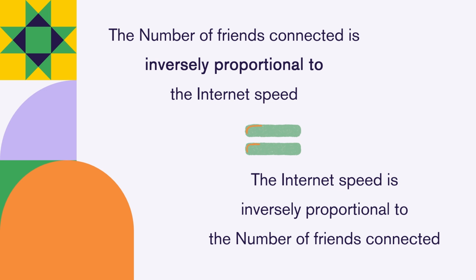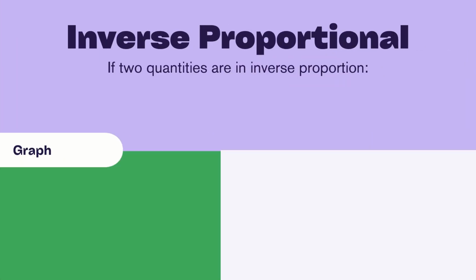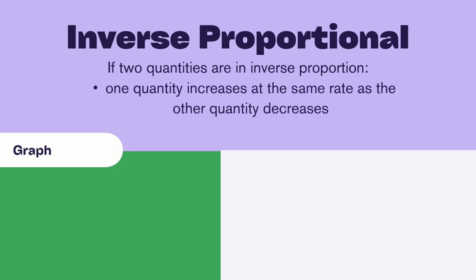And that applies the other way around as well. The internet speed is inversely proportional to the number of friends connected. We can conclude that if two quantities are in inverse proportion, then when one quantity increases at the same rate as the other quantity decreases, their product is constant.